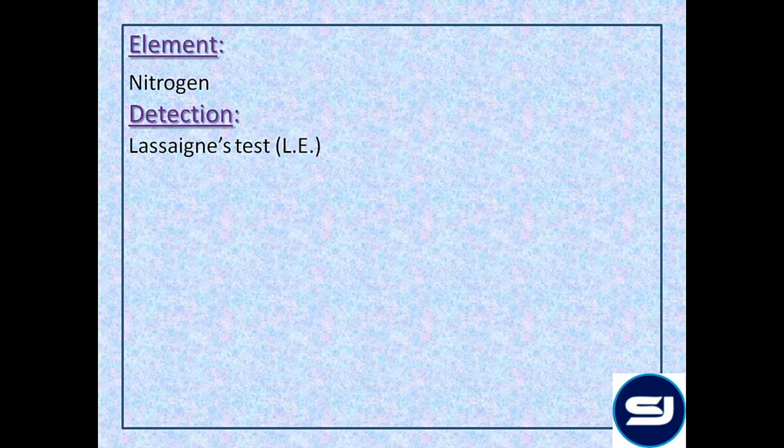So let's see for nitrogen. The Lassaigne extract is prepared by reacting sodium with carbon and nitrogen. On heating together, it forms sodium cyanide, which becomes the Lassaigne extract for nitrogen. So even this question could be asked. The Lassaigne's extract for nitrogen is sodium cyanide, that is NaCN.